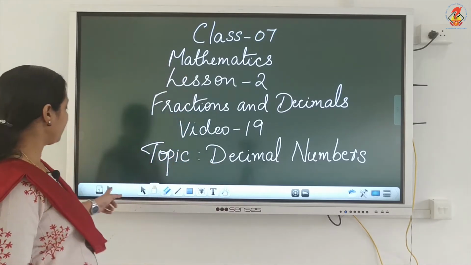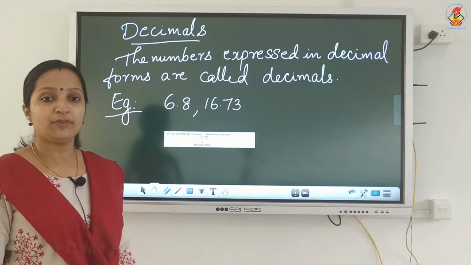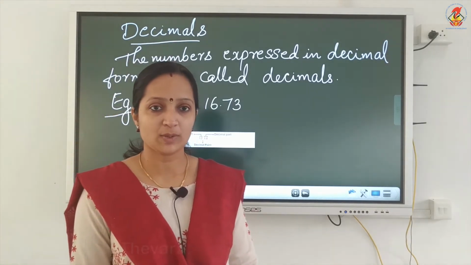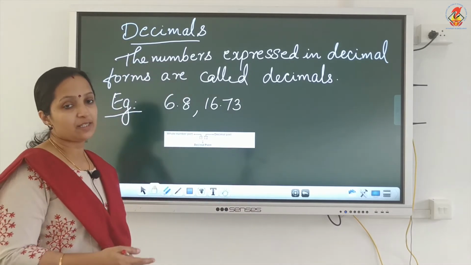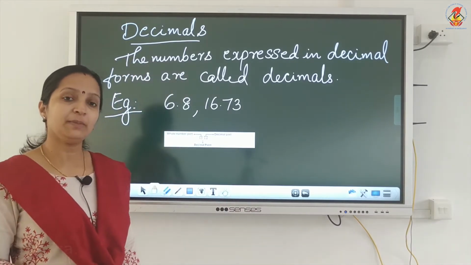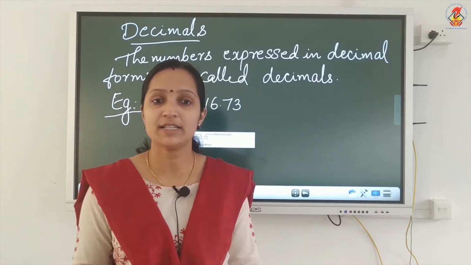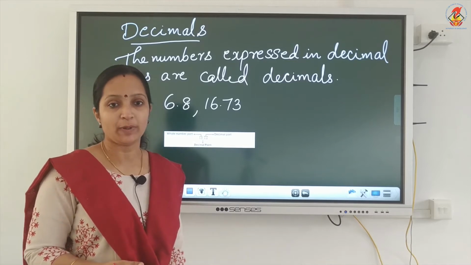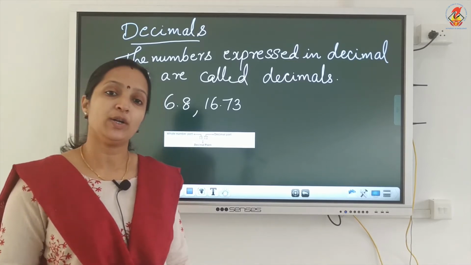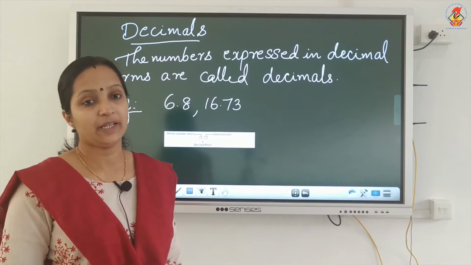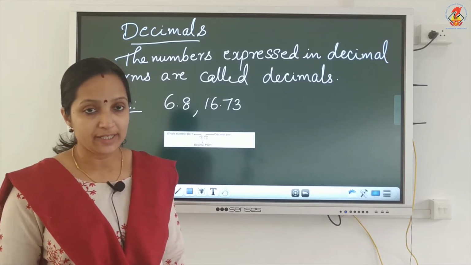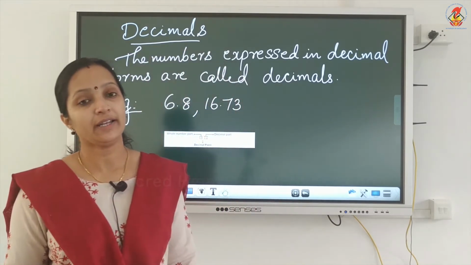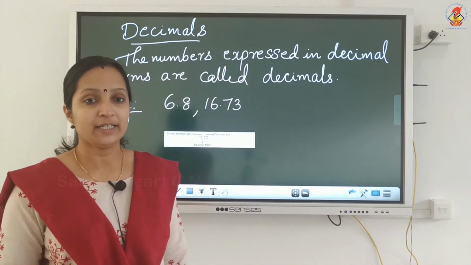We already studied that the numbers expressed in decimal forms are called decimals, or you can say decimal numbers. That means if there is a decimal point in a number, we can say that's a decimal number. And a decimal number has two parts. Which are the two parts? Whole number part and a decimal part separated by a decimal dot.